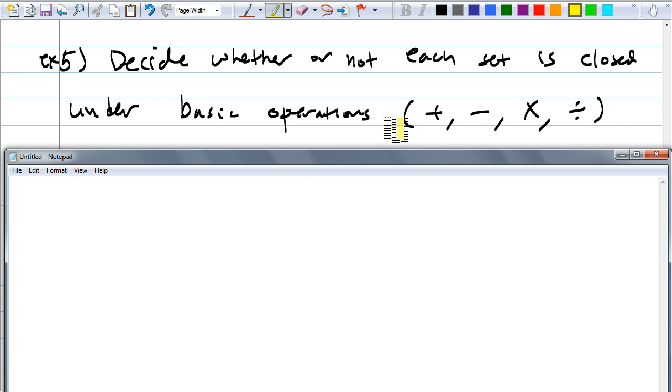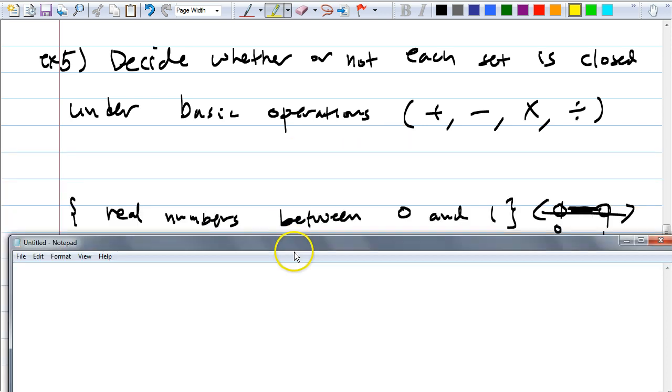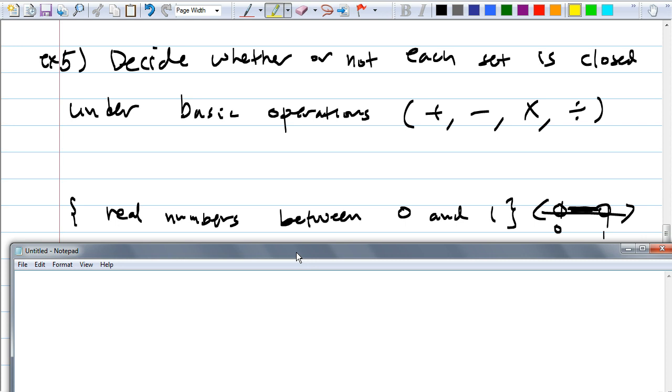Decide whether or not each set is closed under basic operations. And of course, we know what basic operations are: addition, subtraction, multiplication, and division. And they just give you a set, like this. So what do you think this means when they give it to you this way? Some of you may say, wait a minute, how come they don't give me any operations to try? They only give me the set. It says the real numbers between 0 and 1.